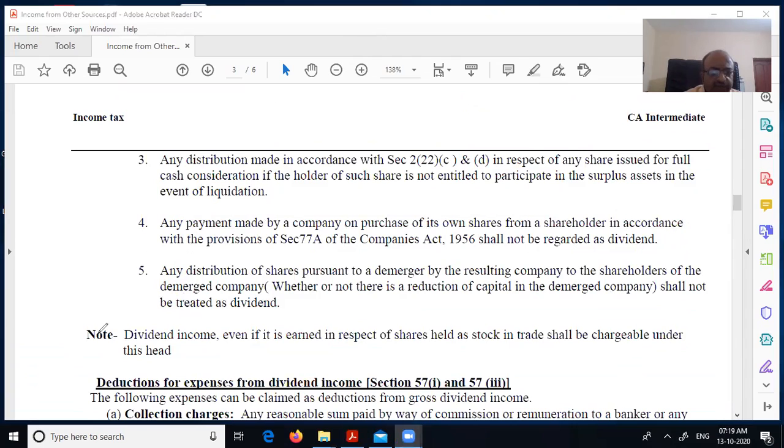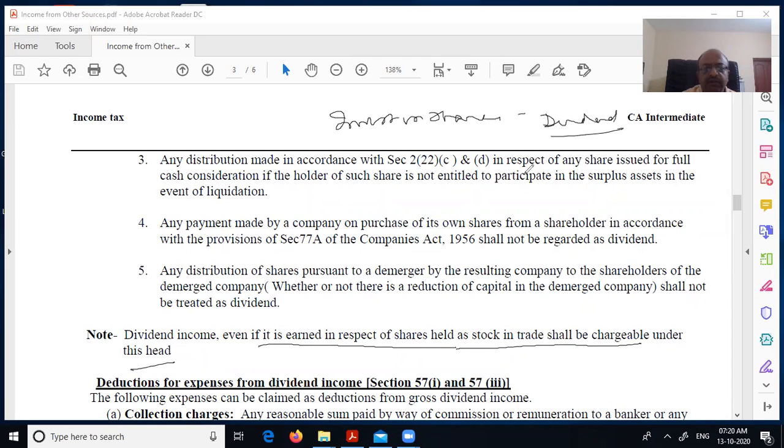Now, dividend income, even if it is earned in respect of shares held as stock in trade, shall be chargeable under this. That means his job is to invest in shares and get dividend. That means he is doing business in dividend, even in shares. Even then, the dividend will get taxed under other sources. This is also something you need to keep in mind.